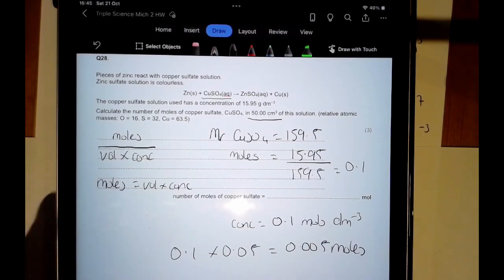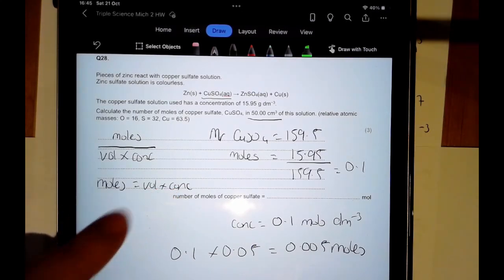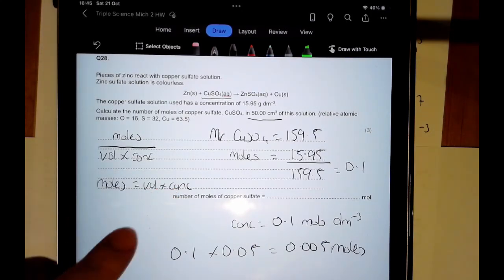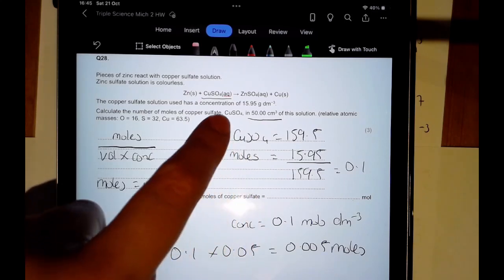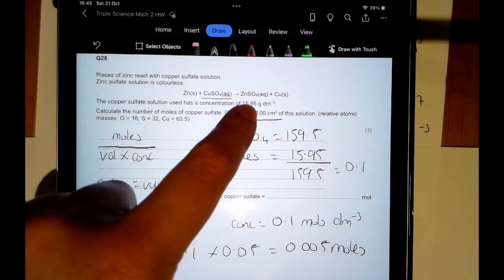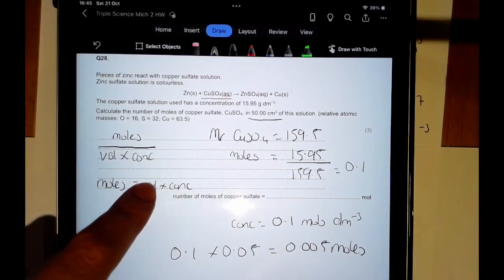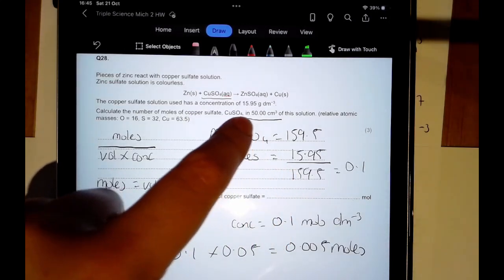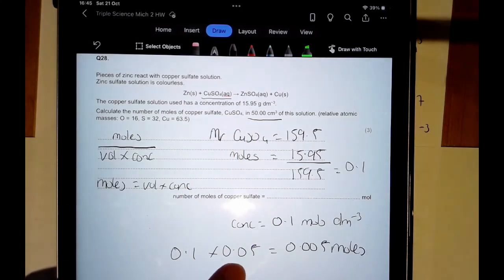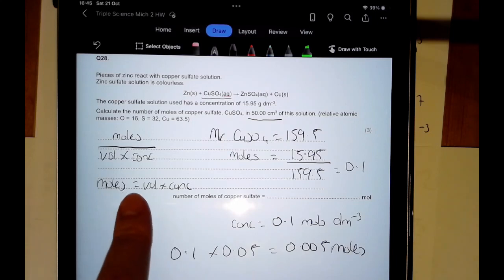So moles, all I need to do is do volume times concentration, but I've got unit conversions to do first. The concentration needs to be in moles per decimeter cubed, so I go from mass to moles by dividing by Mr, and then my volume needs to be in decimeters cubed, so I go from 50 to 0.05, just dividing by 1,000. Once they're both in the correct units, it's just volume times concentration, and I get my answer in moles.